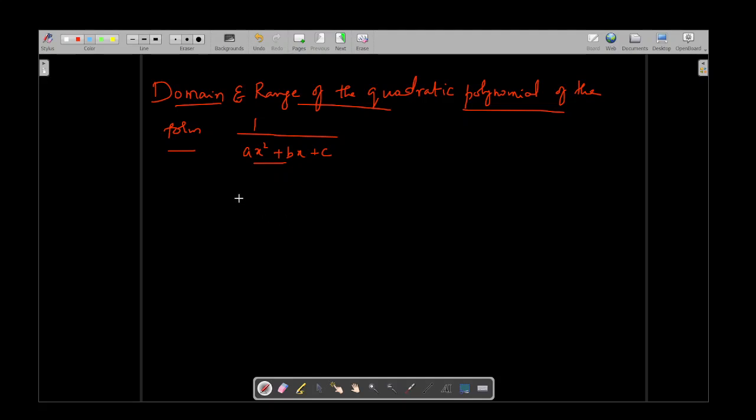I'll take a very simple quadratic polynomial, f of x is equal to 1 by x square. So how does 1 by x square look? Let me plot this. Let us start with x is equal to 0. If I put x is equal to 0, I'll get 1 by 0 square, which is 1 over 0, which is infinity. So at 0 it is plus infinity, a very large value.